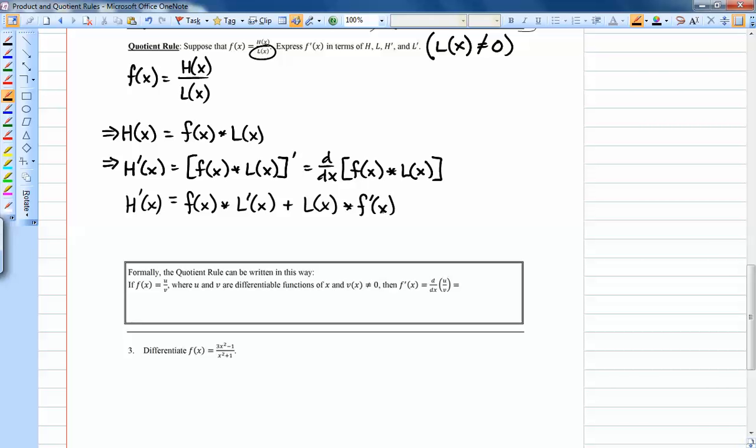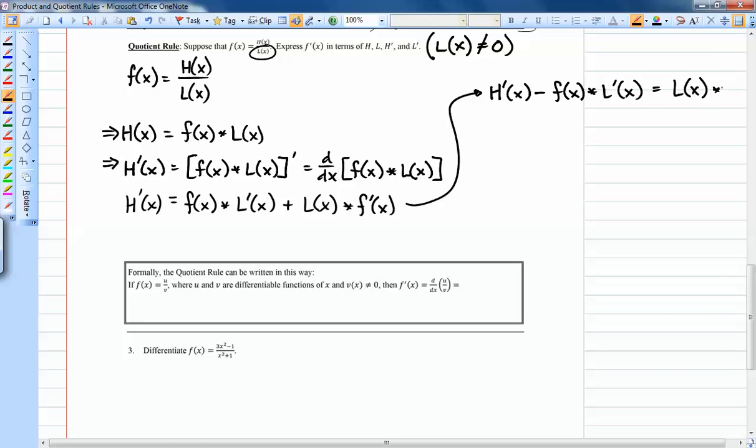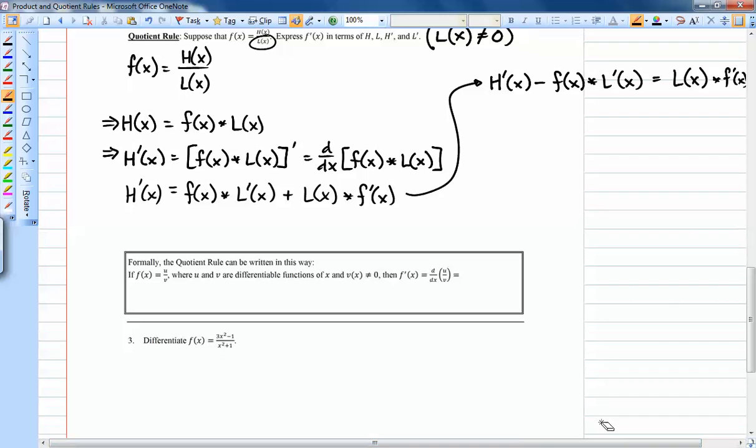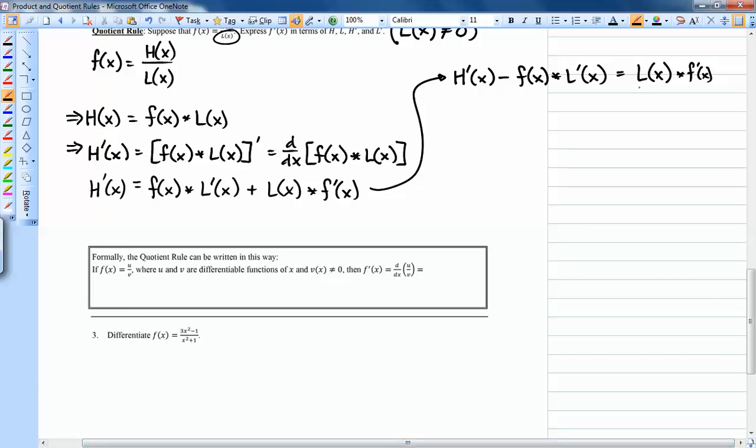And we want f prime, so I can rewrite this now. Let's get the L times f prime by itself. So it's going to be h prime of x minus f of x times L prime of x equals L of x times f prime of x. And then if I divide everything by L on both sides, divide by L here, divide by L here, then I've got f prime now.